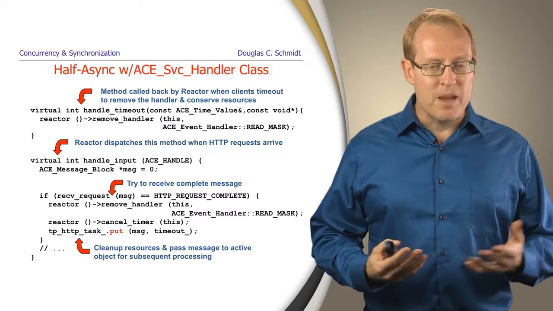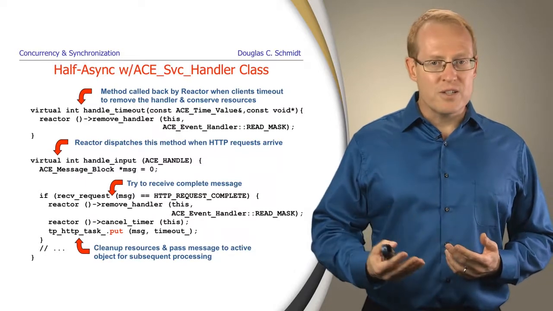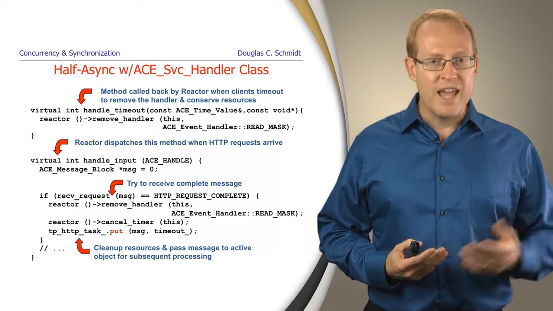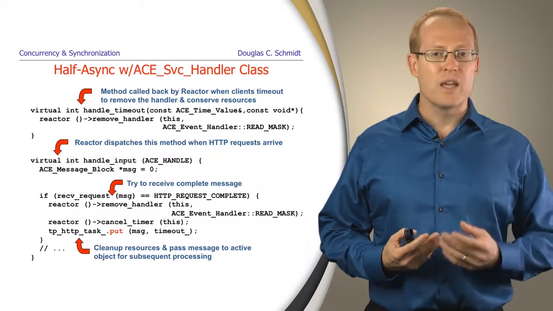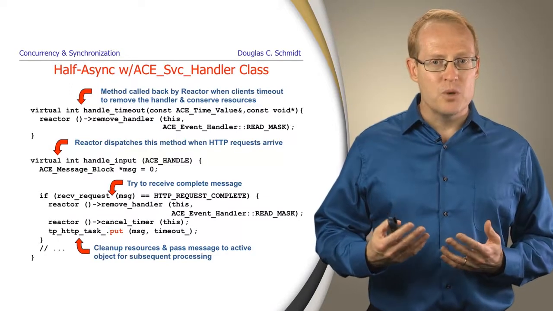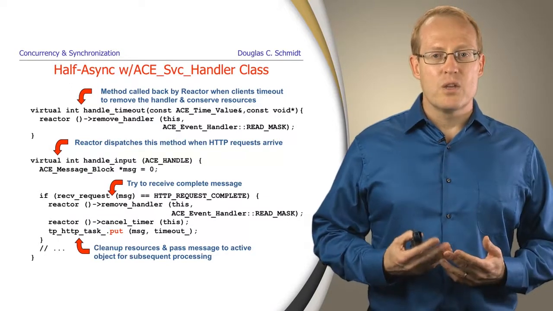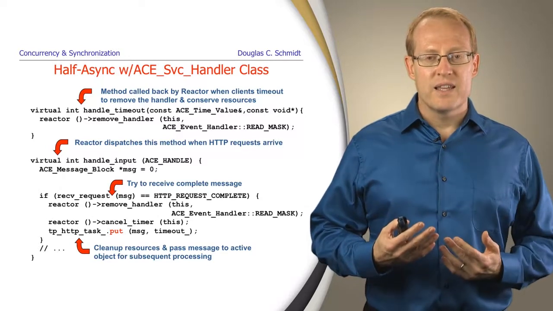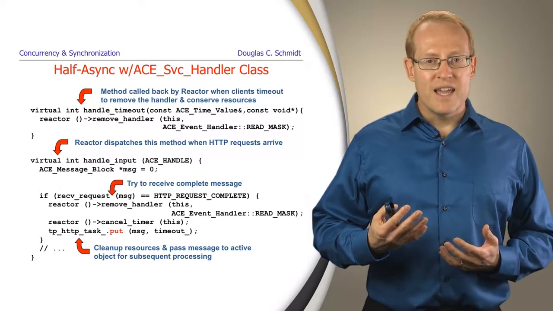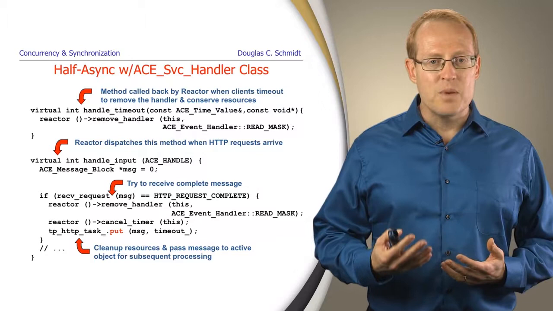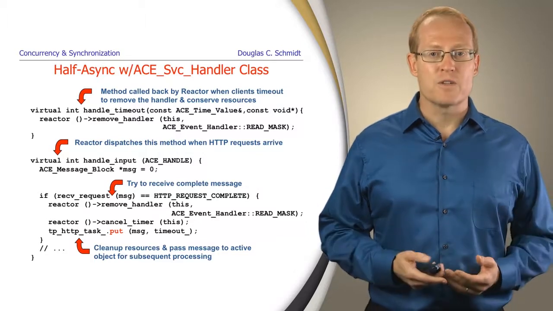Assuming we get the complete message, then what we do is we cancel the timer, remove the handler, and we take the message that we got and we pass it up to the half-sync layer using the put method that is invoked on the thread pool HTTP task object that we've got a reference to.